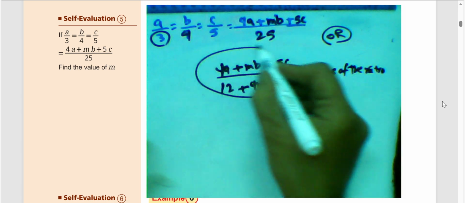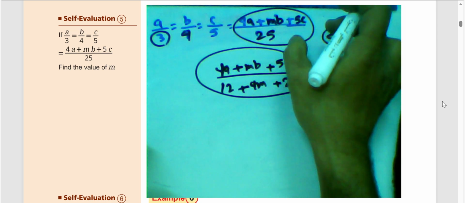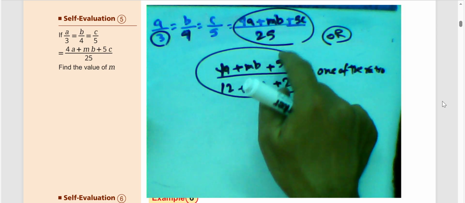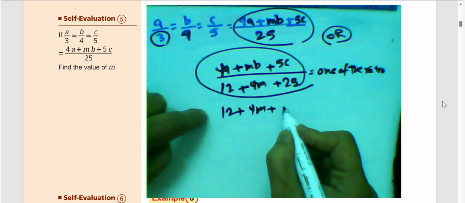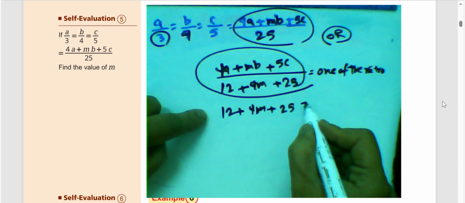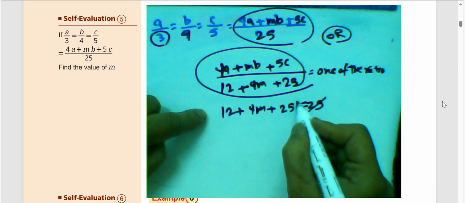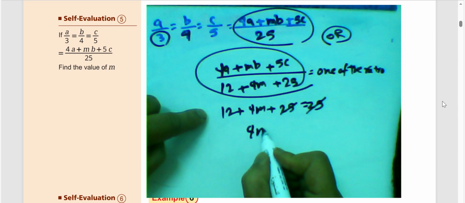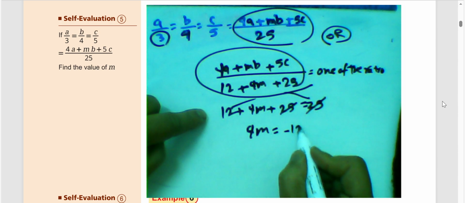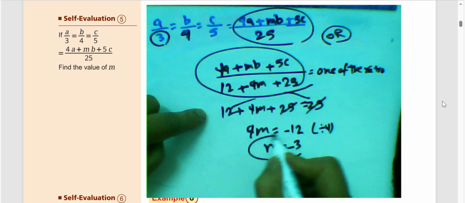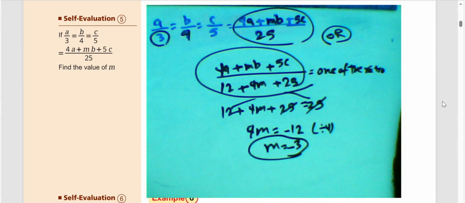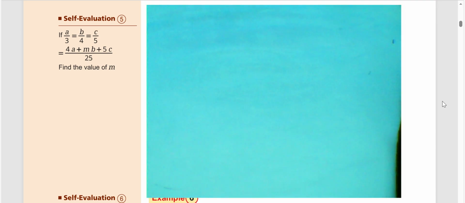Now I will write this number equivalent to this because this is one of the ratio. The numerator equals the numerator, the numerator equals the denominator. Then 12 plus 4m plus 25 down equals 25. You can cancel 25 by 25. Then 4m equivalent to negative 12 divided by 4. Then the value of m equals negative 3. Okay, understood?